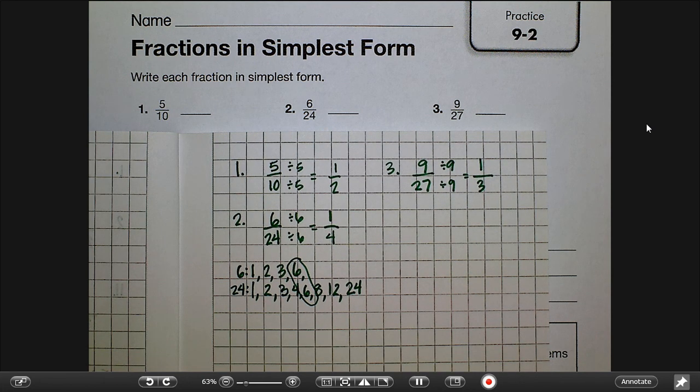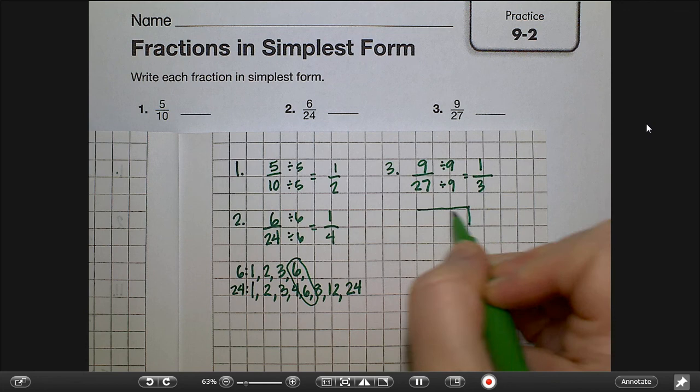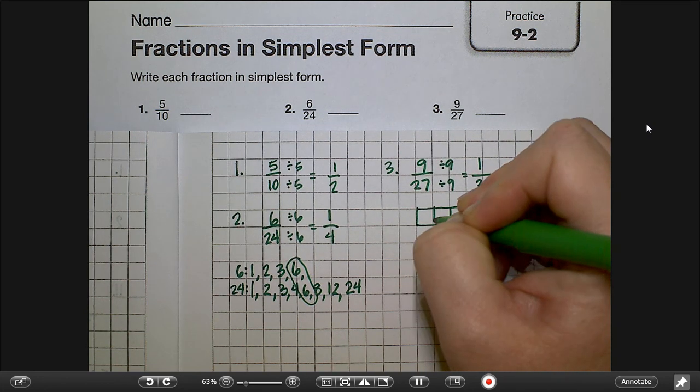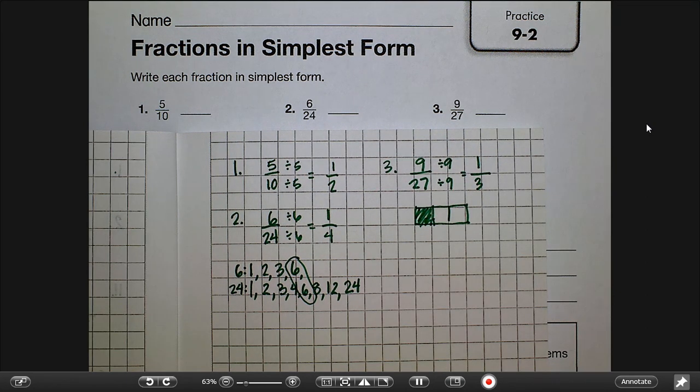Imagine I said to you, I have a candy bar and I'm eating 9/27 of that candy bar. There is no way to imagine what that might look like. But if I say 1/3, that is really easy for me to imagine. Just color in 1/3 right here. I ate 1/3 of the candy bar. Okay, great. Let's go on.